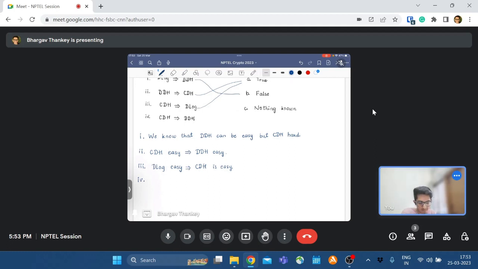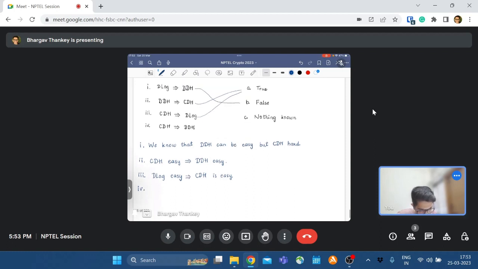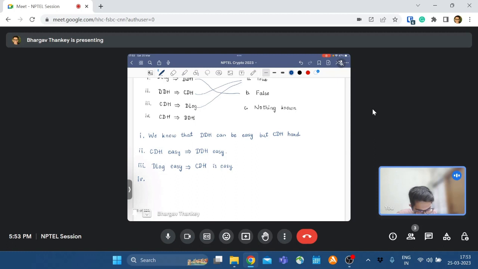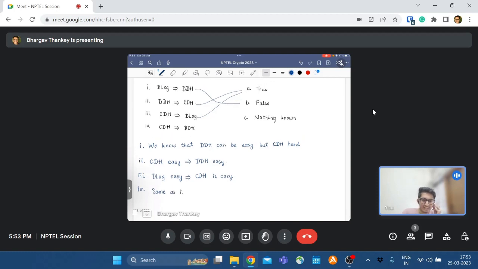We know that if CDH is easy, then DDH is easy. Okay, it's the same as one. We know that there exist groups where CDH is hard, but DDH is not hard. So CDH does not imply DDH. So four is also false. So one and four are false, two and three are true, and nothing, 'no' doesn't come up at all. Is this fine?